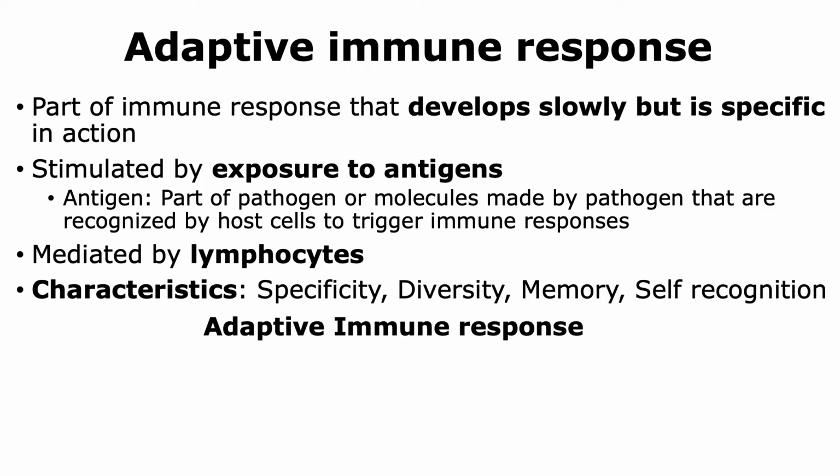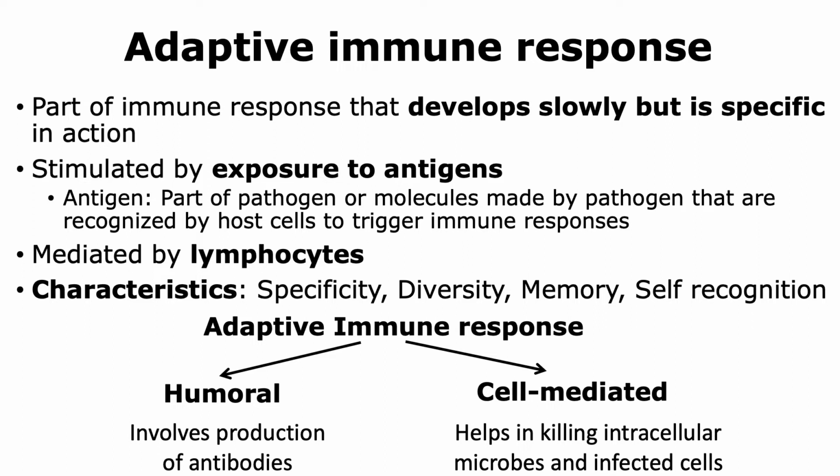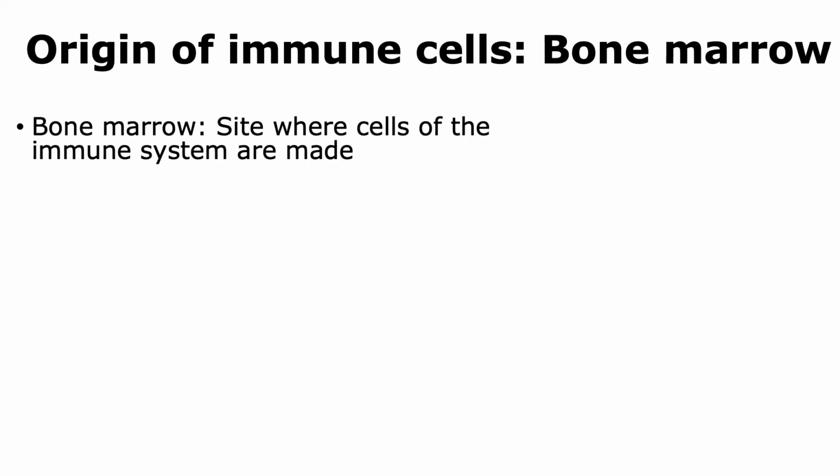When we look at the adaptive immune responses, there are two arms to it. The first one is the humoral immune response, and this is part of the adaptive immune response that involves the production of antibodies. The other type of adaptive immune response is the cell-mediated response. In this response, the adaptive immune system helps in killing intracellular microbes that are inside the host cells. And so it actually kills the host cells, and in the process, the pathogens inside the host cells also will be killed.